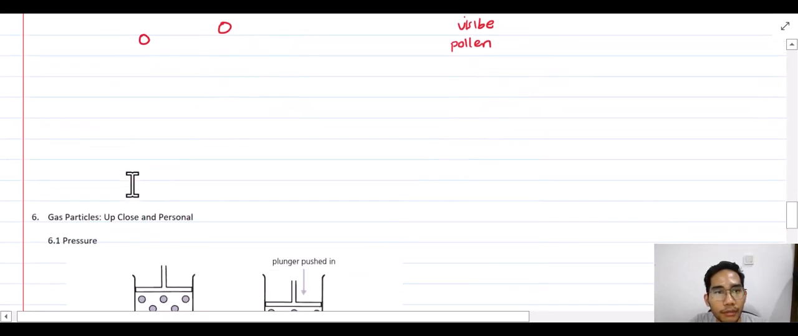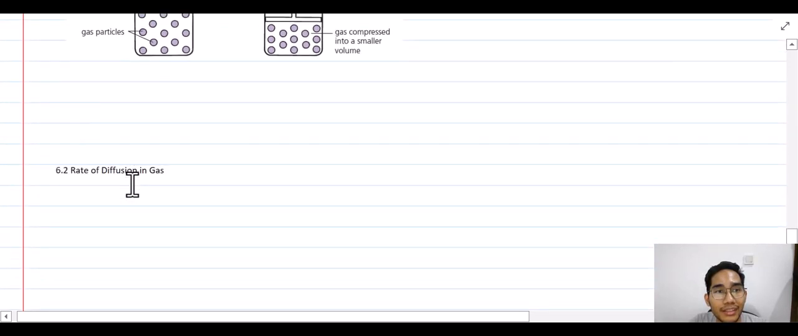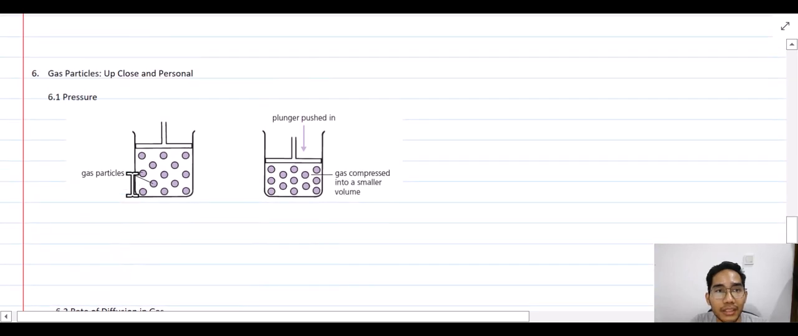Okay, now let's continue on with the gas particles. Closer look, up close and personal. So the particles in gas are very unique. That's why we need to look more into it. First, pressure.